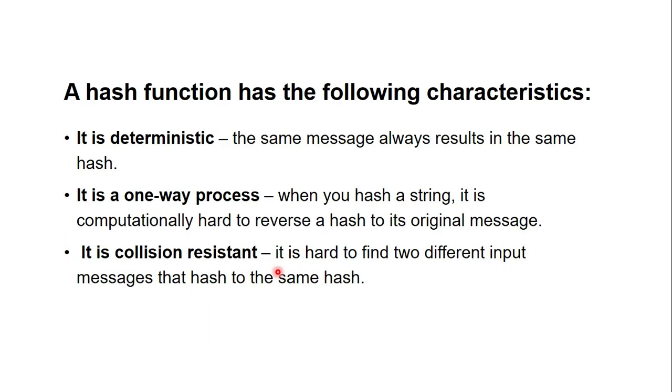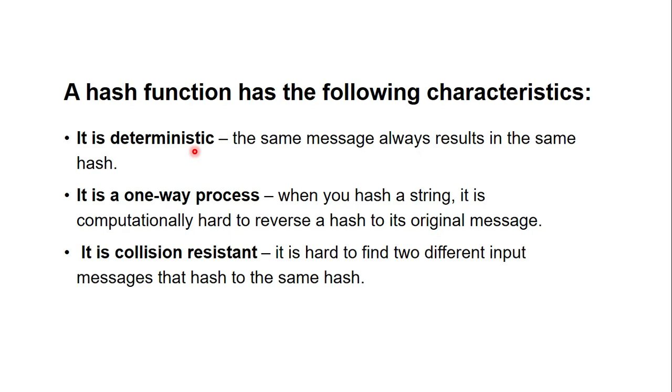Now, a hash function has some of the following characteristics. It is deterministic. The same message always results in the same hash. Like if I write that my name is Elite Engineer, it will create the same hash every time. If I write that hello, my name is Elite Engineer, the added hello will create a different hash compared to my name is Elite Engineer, right?